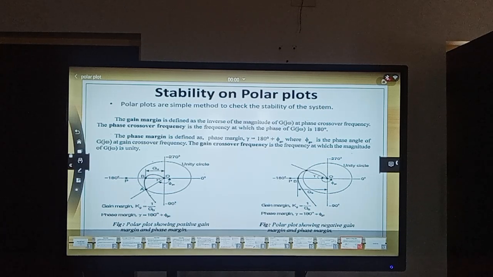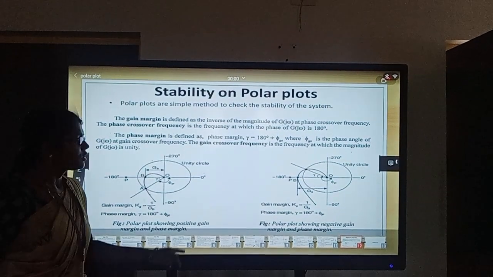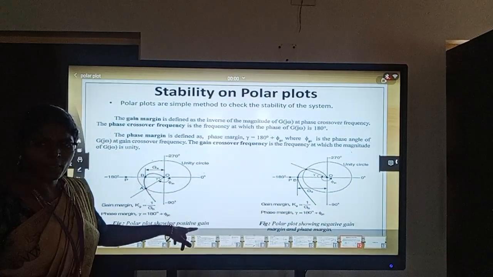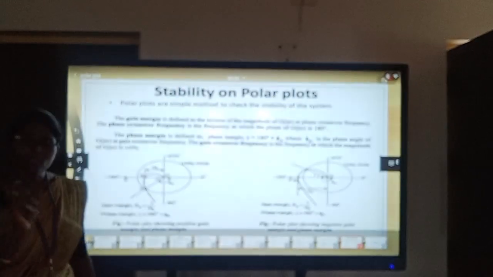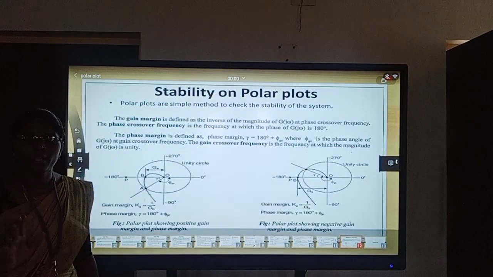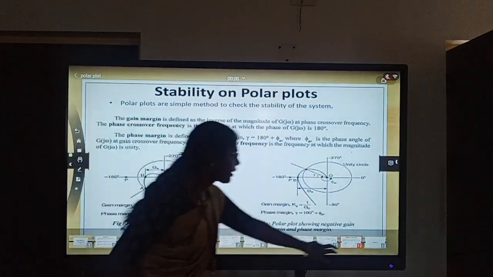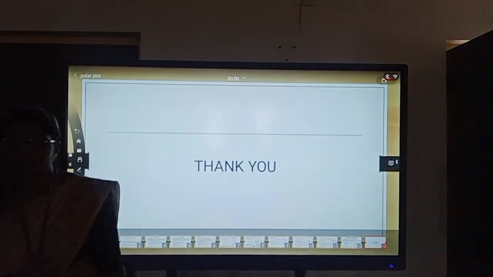Is there any doubt here? That is all about your polar plot. You can now draw it for various types and various orders, just by predicting the values at omega 0, omega c and infinity. That is all about the polar plot. Try different problems.